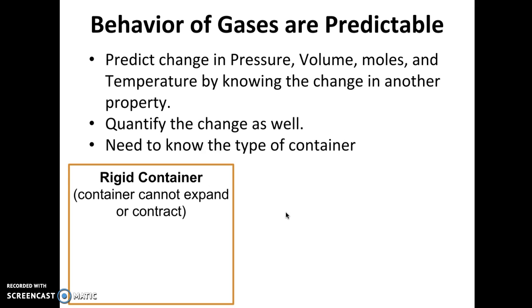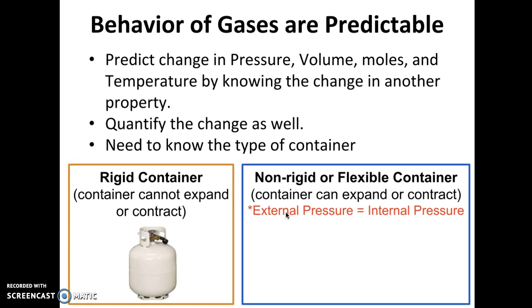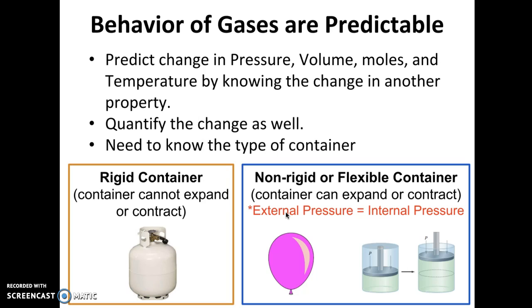So in order to predict the behavior of a gas, you need to know what type of container it's in. Is it in a rigid container, like a tank? That's one where it cannot expand or contract, so the volume of that container stays the same. Or is it in a non-rigid, flexible container, which is one where it can expand or contract? An example of that would be a balloon or a piston. So the walls can move, and as a result of the walls being able to move, the volume can change.